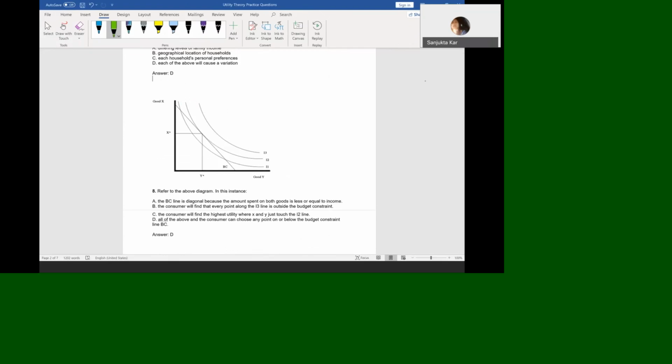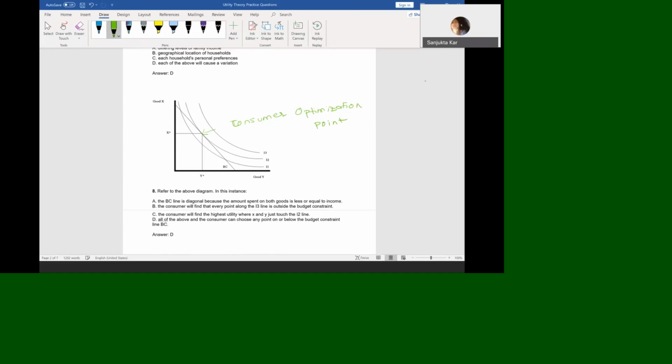This is the budget line, which is BC, and these curves are the indifference curves. This point is the consumer optimization point. This is where the budget line is touching the curve.